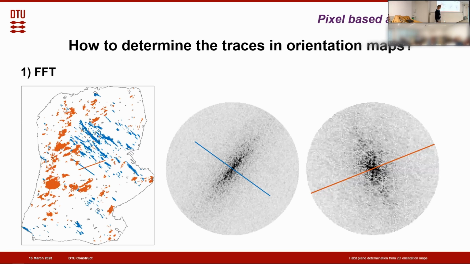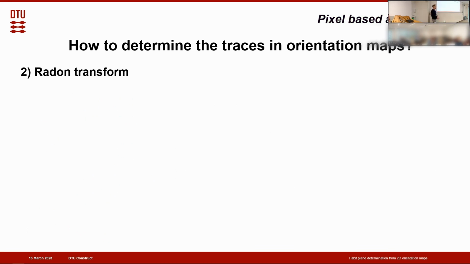So actually this kind of periodicity of the structure is reflected in the Fourier spectrum, and then by, let's say, fitting an ellipse to this and then taking the short axis, we can get the trace directions of this microstructure.